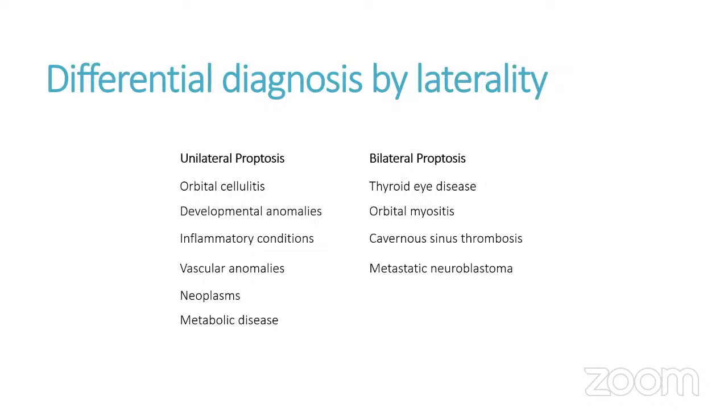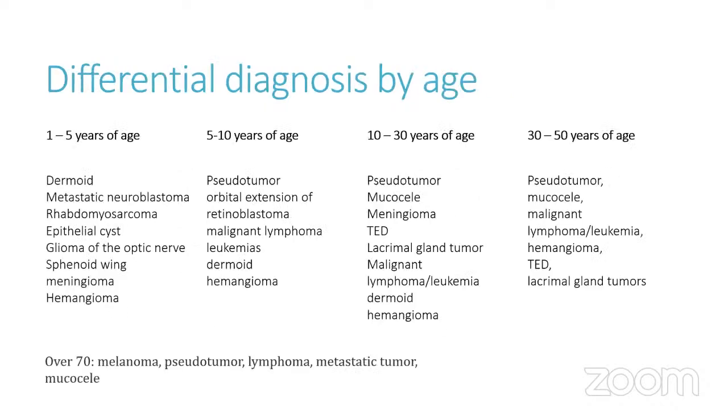So differential diagnosis by laterality. The most common cause of unilateral and bilateral proptosis is thyroid eye disease. In case of unilateral proptosis, we may see infectious conditions like orbital cellulitis. There could be presence of developmental anomalies, inflammatory conditions, vascular anomalies, neoplasms, and metabolic disease. Bilateral proptosis includes orbital myositis, thyroid eye disease, cavernous sinus thrombosis, and metastatic neuroblastoma.